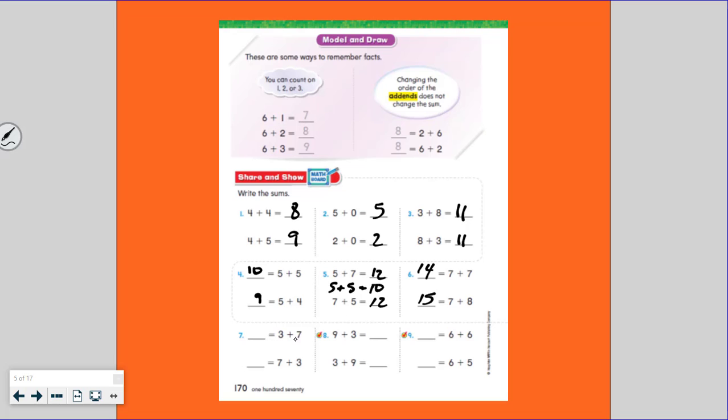So this one, 3 plus 7, I'm going to switch it around to 7 plus 3, right? Because that's the count on strategy from up here. So 7, 8, 9, 10, right? Switch it around, still equals 10. So that turnaround fact, same thing, except this time we don't have to switch them around. We just do 9 plus 3. So 9, count up, 10, 11, 12. Switch it around, still equals 12. 6 plus 6 is 12. So 6 plus 5, minus 1, right, for this addend is going to be 11.